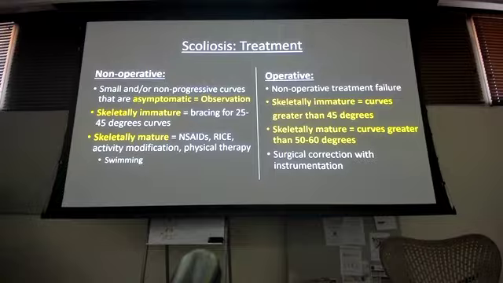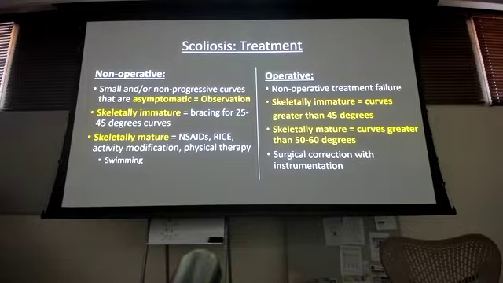No, you'll still see providers that do it though, okay? You'll still see that out there. But again, skeletally mature means you're doing more of the conservative stuff, okay? So you're doing the NSAIDs, RICE, activity modification, PT. Swimming is really good, right? Low impact. You use a lot of different muscle groups. Okay, that's what I meant to say.